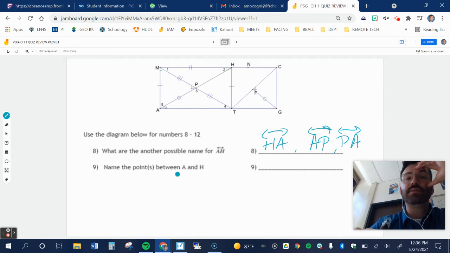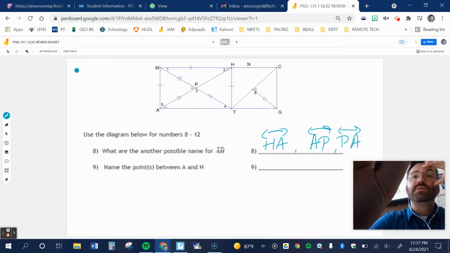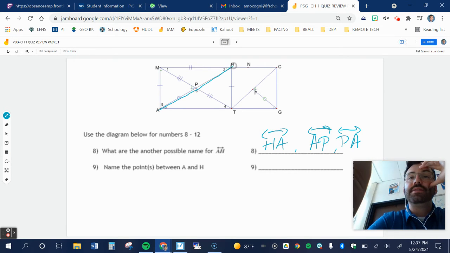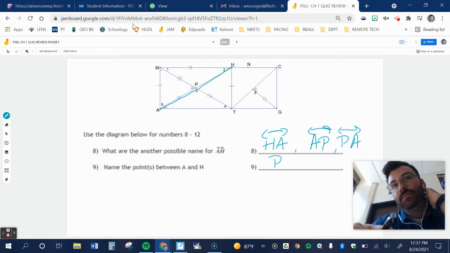Name the points or point between A and H. Remember, for betweenness of points, it must be collinear. So remember, the only point that's on this line, which is P, is the only other point on the line.